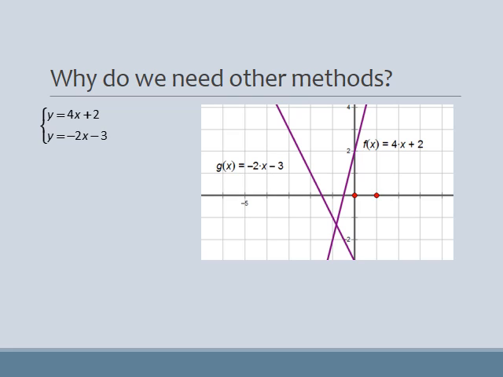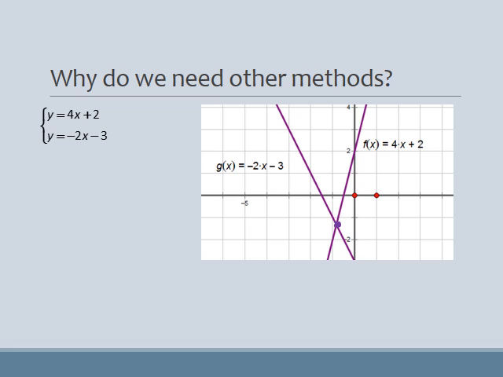But why do we need other methods? Well, take a look at this system that I have graphed here. The system is y equals 4x plus 2 and y equals negative 2x minus 3. If you look at where the solution is, you should notice that it's not at a point where we can actually tell what the solution is.